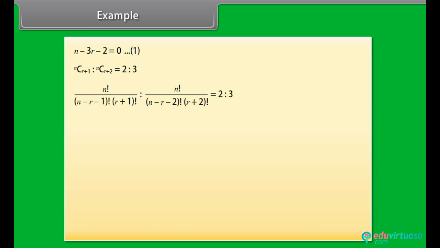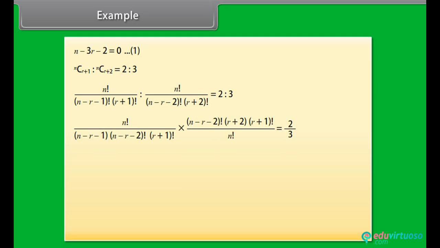n factorial by n minus r minus 1 factorial into r plus 1 factorial is to n factorial by n minus r minus 2 factorial into r plus 2 factorial is equal to 2:3. n factorial by n minus r minus 1 into n minus r minus 2 factorial into r plus 1 factorial, multiplied by n minus r minus 2 factorial into r plus 2 into r plus 1 factorial by n factorial, is equal to 2/3. r plus 2 by n minus r minus 1 is equal to 2/3. 2n minus 5r minus 8 is equal to 0. Name it as 2. Solving 1 and 2, we get n.